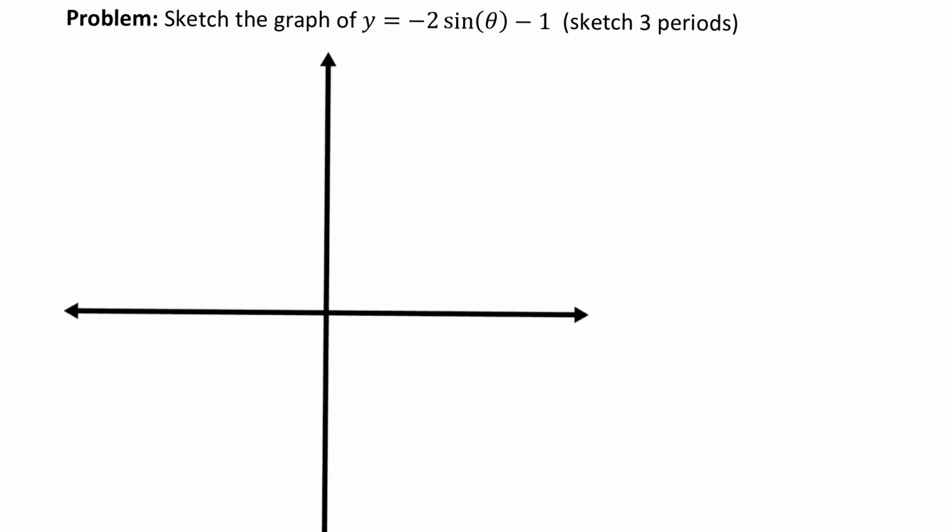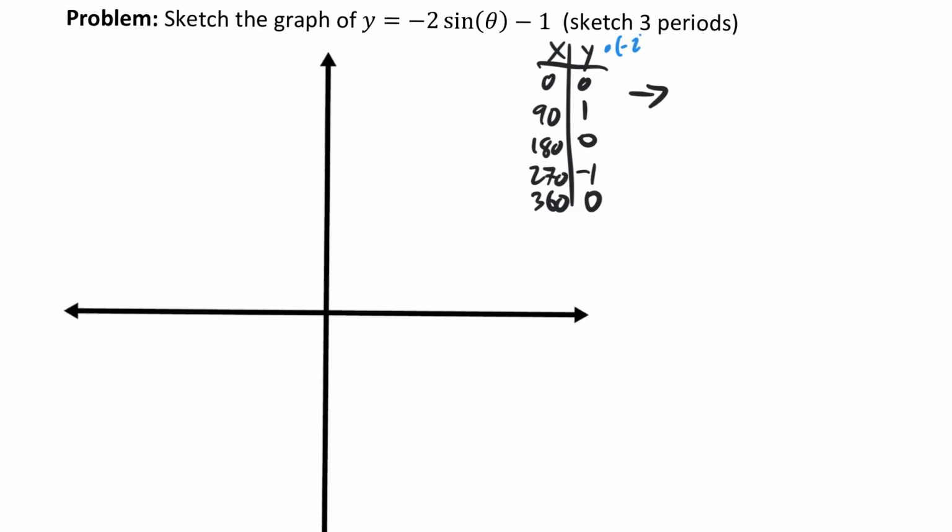Okay, so assuming you gave it a try, let's go ahead and start with, again, our basic values. We're going to grab 0, 90, 180, 270, and 360. 0, 1, 0, minus 1, and 0. And then here, we need to take those y values and multiply them by -2, and then subtract 1 from them. That's how we're going to get the new table.